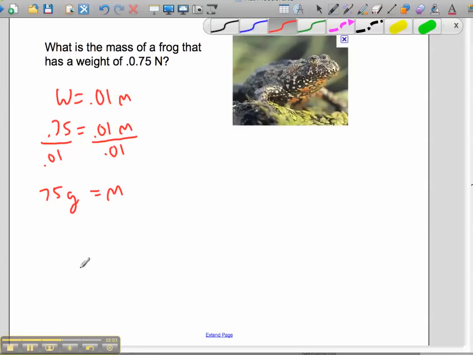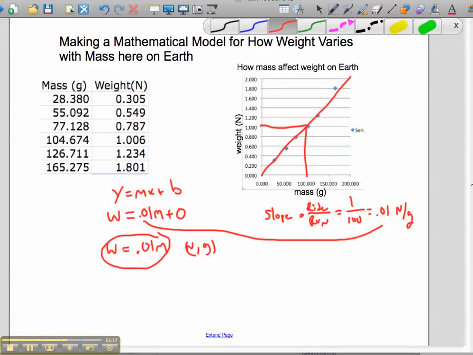Now, what I want to do next is examine the meaning of this slope. That's one of our outcomes for this video. So let's go back to this page here where we first developed our mathematical model. And let's notice that the slope has as its label newtons per gram. What this tells us is how many newtons of weight every gram of the object has.